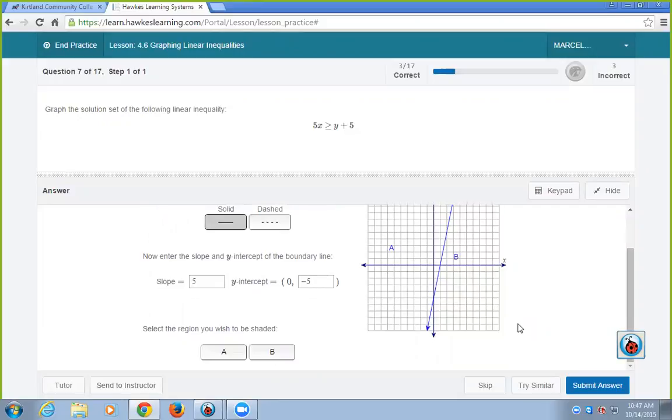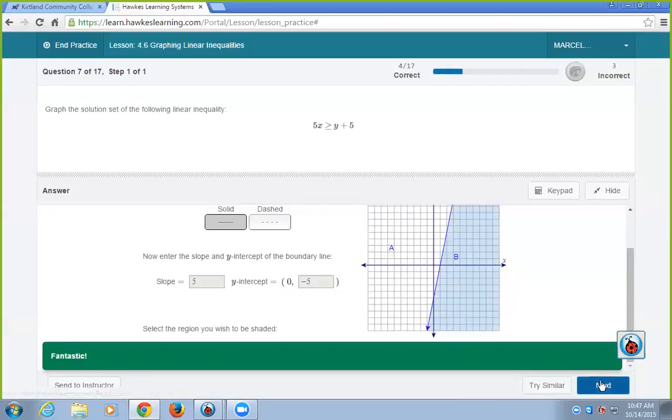Now I need to decide what side's shaded. 0, 0 is here, not part of my line. So is 0 greater than or equal to 5? Every one of these has been false. So that one's false too. So we shade B. Again, when we reversed it, y was less than that value. So that's why we're shading below the line with it. Okay?